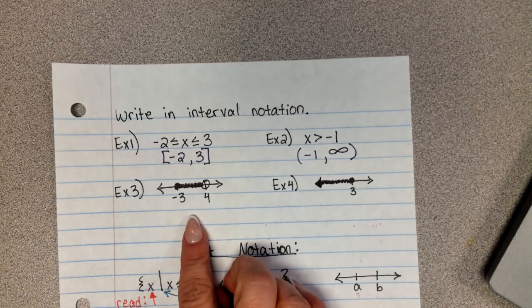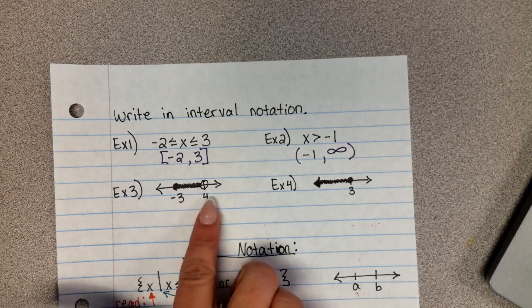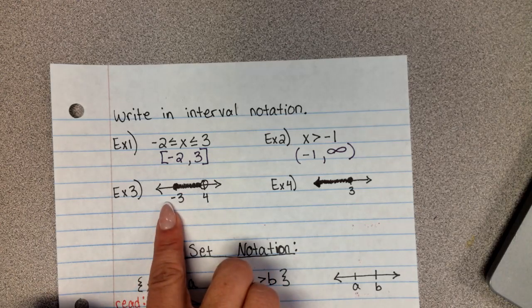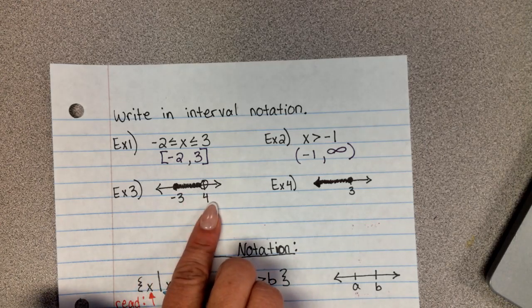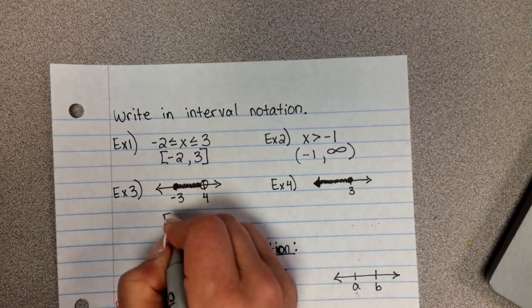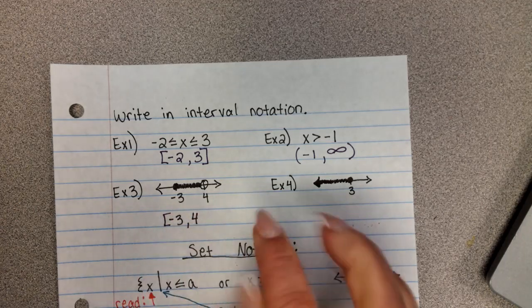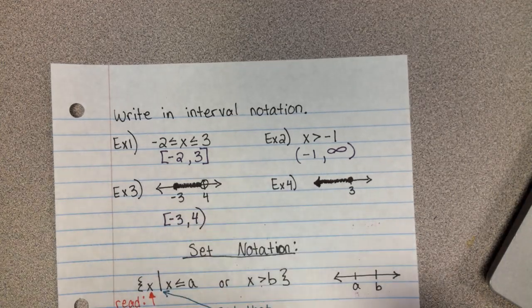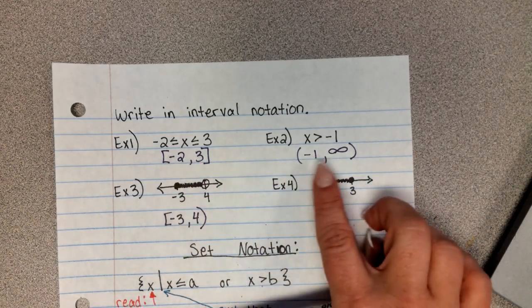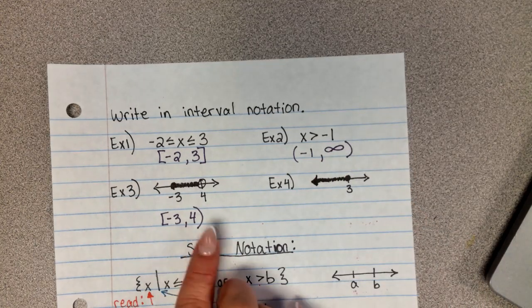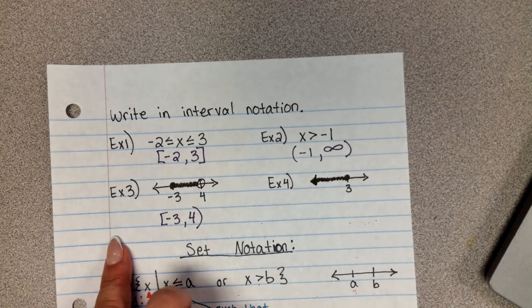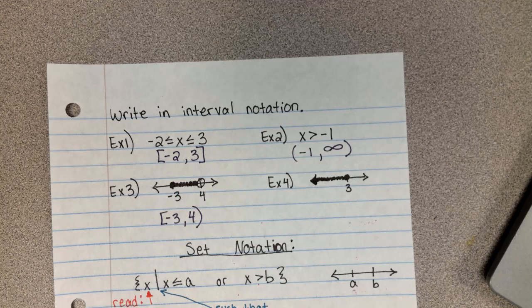So looking at this number line, I can see that I'm using -3 to 4. I want to include -3 and exclude 4. So I'm going to put a bracket with -3, and then I'm going to go to 4. Over here is going to be a parenthesis. Notice, guys, that my intervals are always listed least to greatest. -2 is less than 3. -1 is less than infinity. -3 is less than 4. It's always least to greatest in the interval.